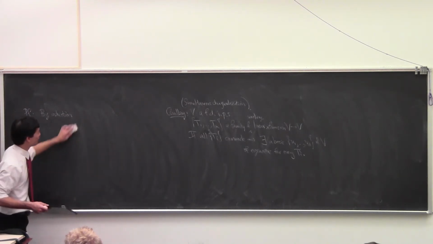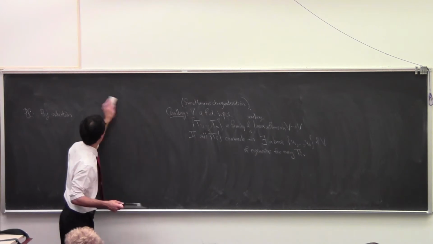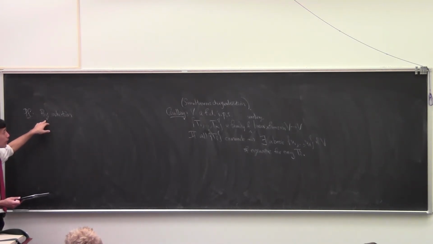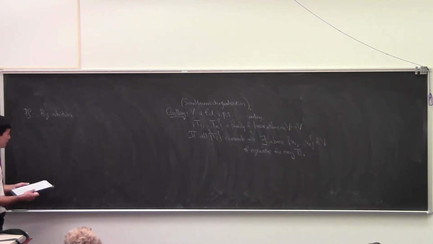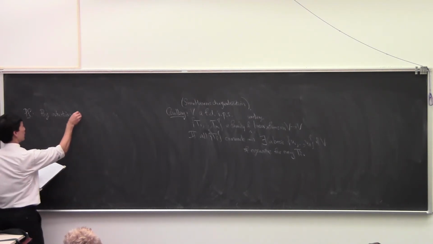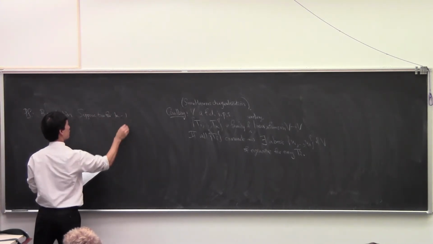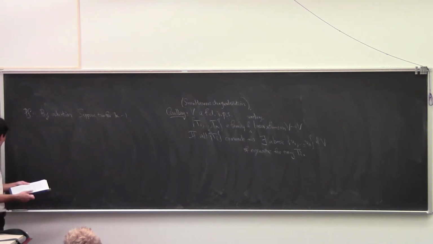Nobody will believe you, or people will ask if you can do it some other way, if you do it by induction. Okay, so we're going to do it by induction. Of course, the case k equals 1 is the spectral theorem. You're not commuting with anybody, you're simply diagonalizing. So assume it's true for families of k minus 1.